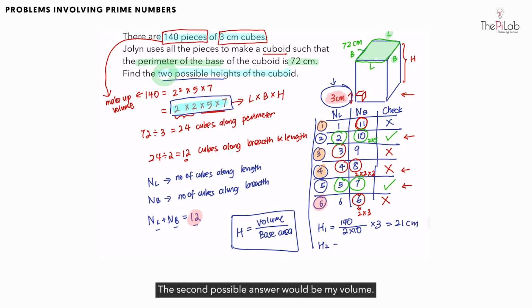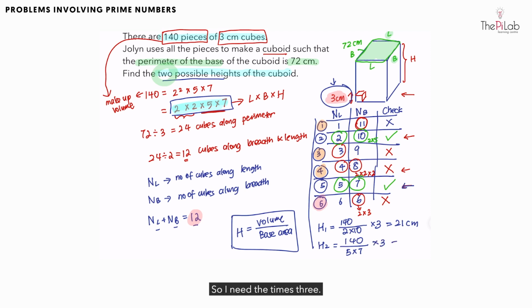The second possible answer would be my volume, again 140 divided by combination number 5, which is the base area, 5 times 7, and this would give me 4 cubes. But again, each cube is 3 cm in length, so I need to times 3, so the answer would be 12 cm. So our final answer would be a height of 21 cm and a height of 12 cm.